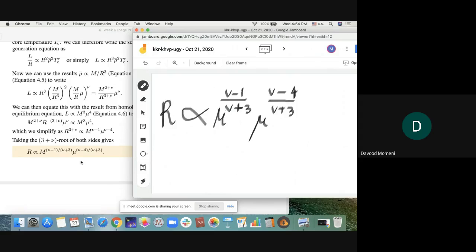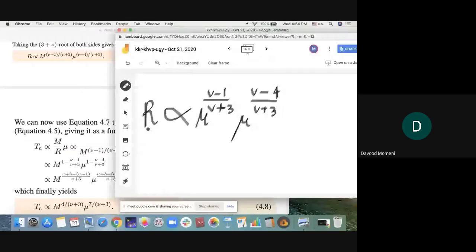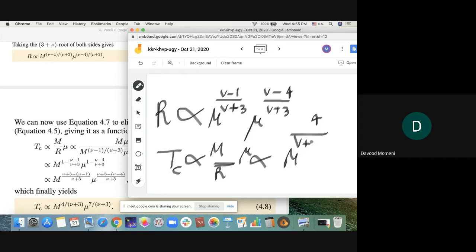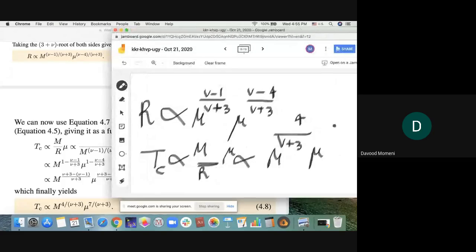You can scale the temperature by this because you know the relation between temperature and density. So temperature was scaled by Tsc, and Tsc was proportional to m r over mu. You know what the technique is? The technique is that I want to remove the r. If you substitute the r here and just work on the powers, you can see that the Tsc will be proportional to m power 4 over v plus 3 and mu power 7 over v plus 3.